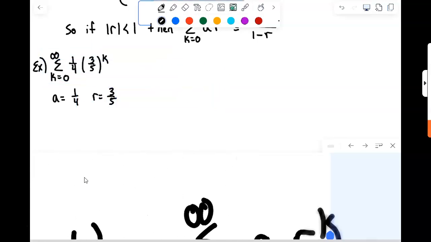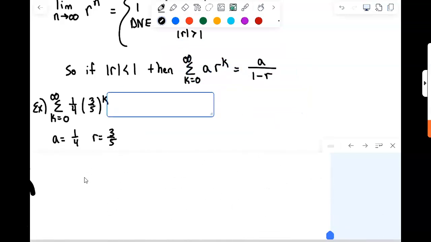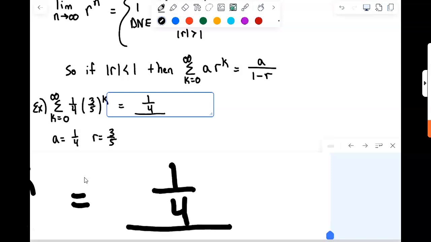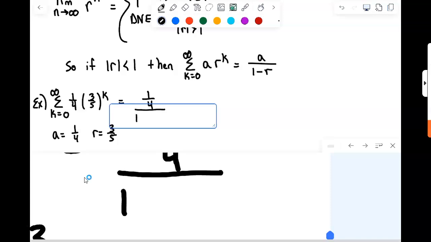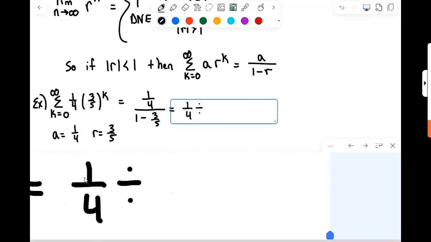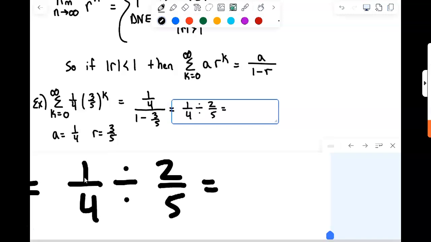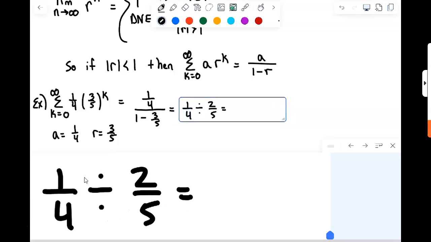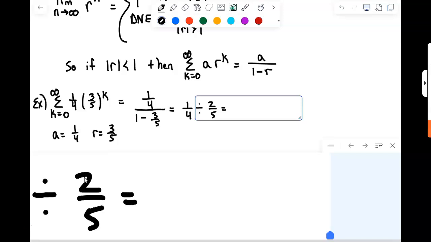And so this one's set up and ready-made. We just plug in our formula. This is a, which would be 1/4, divided by 1 minus the ratio, 1 minus 3/5. So that would be 1/4 on top, divided by 1 minus 3/5, which would be 2/5. So that would be 1/4 times the reciprocal of 2/5, which would be 5/2. And so we end up getting that this thing is going to converge to 5/8.